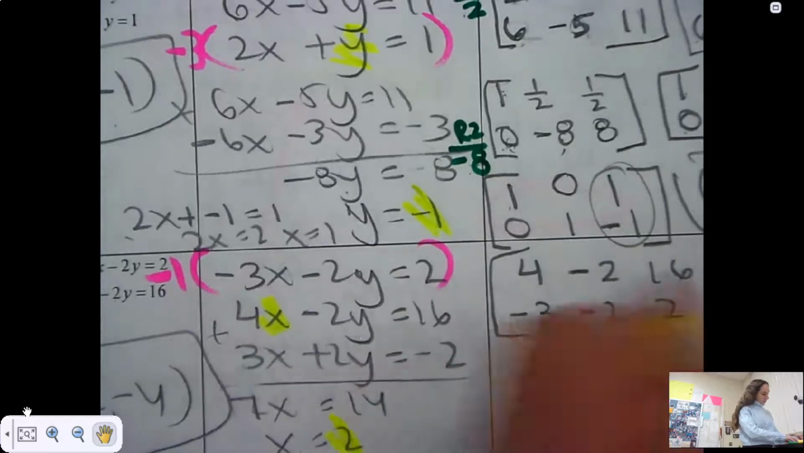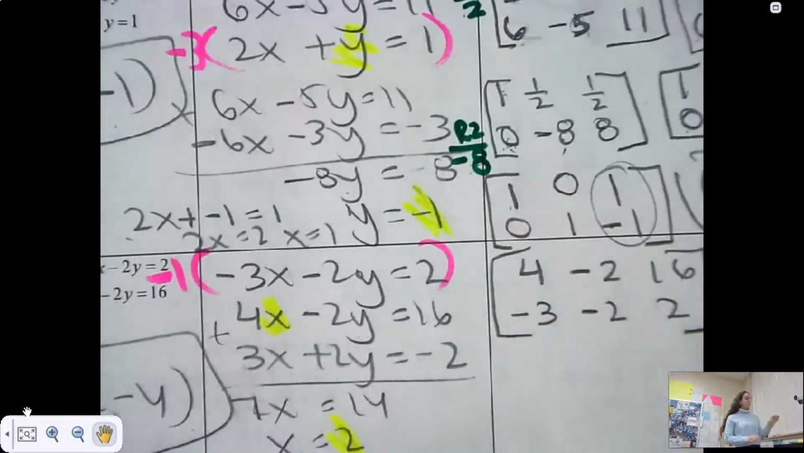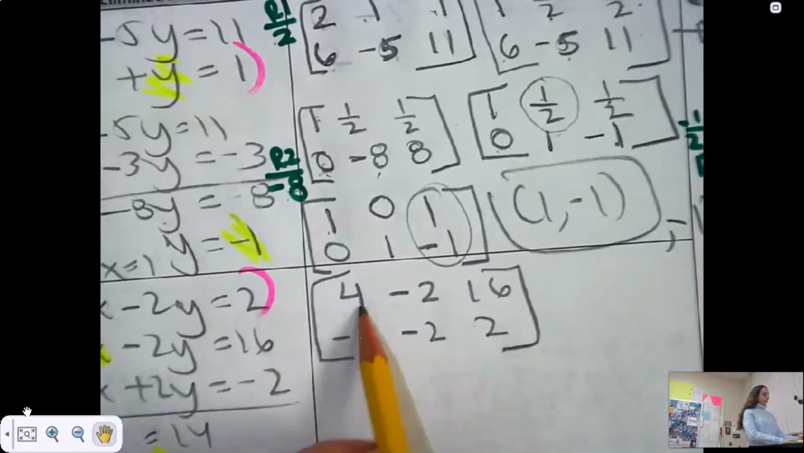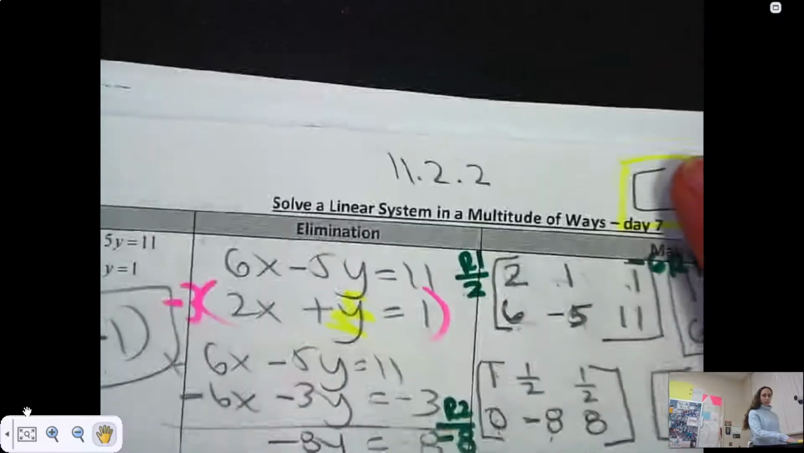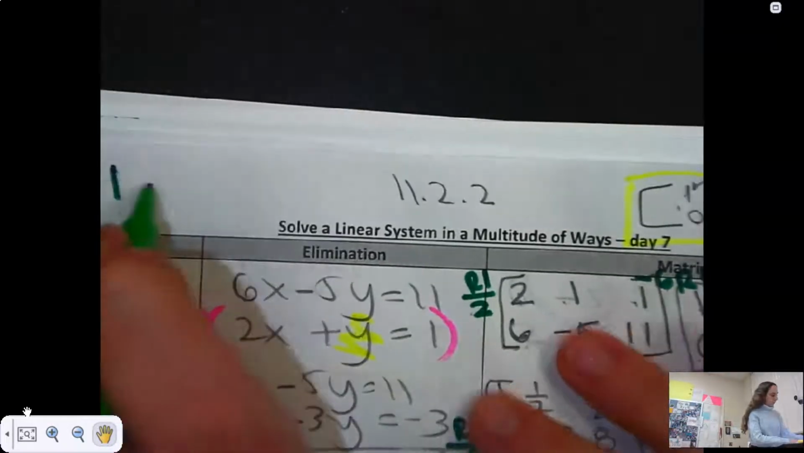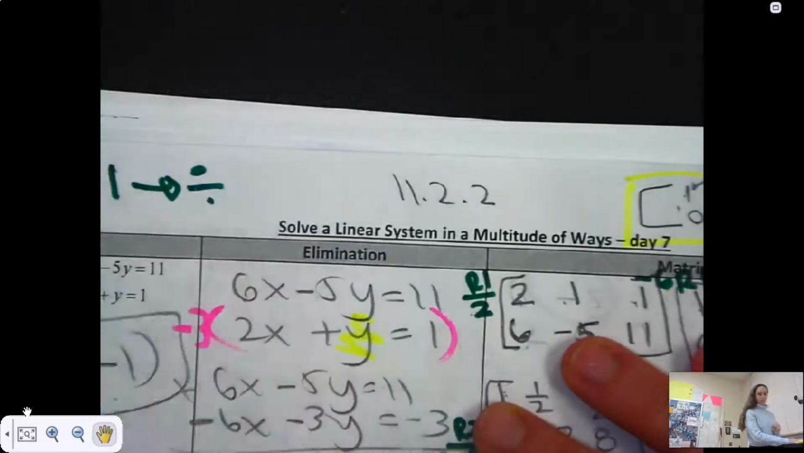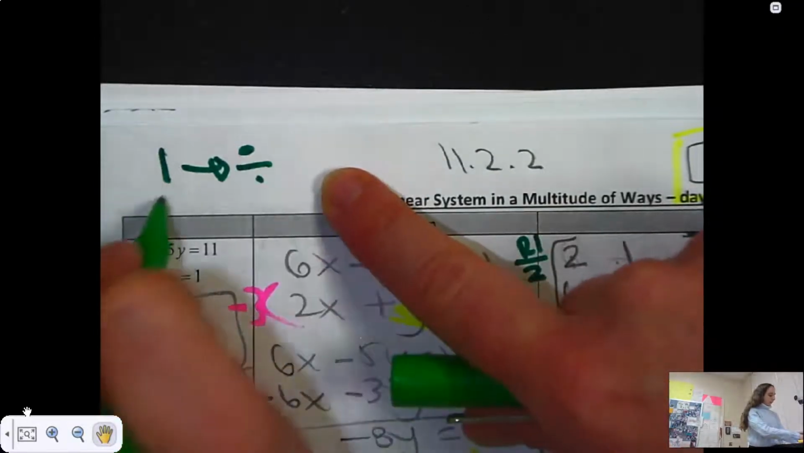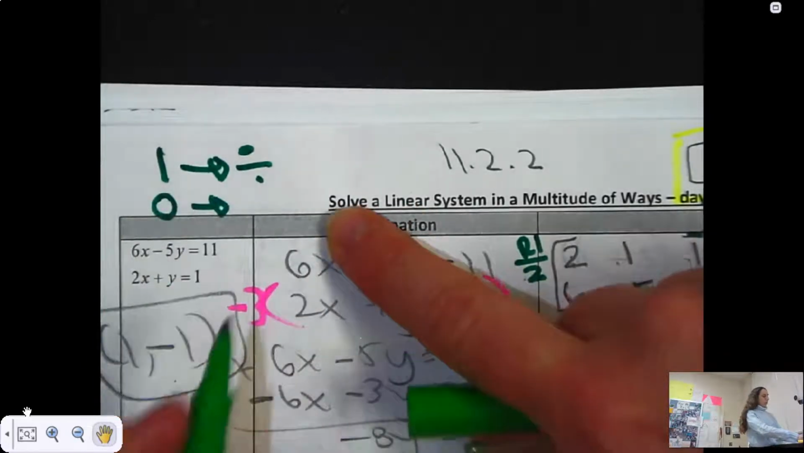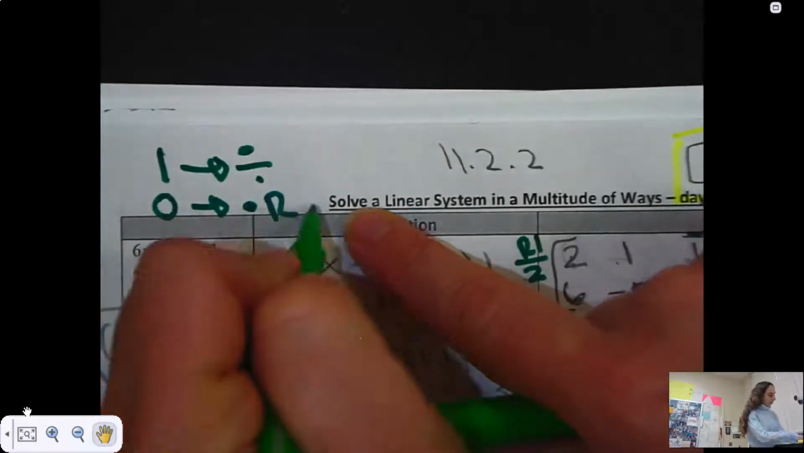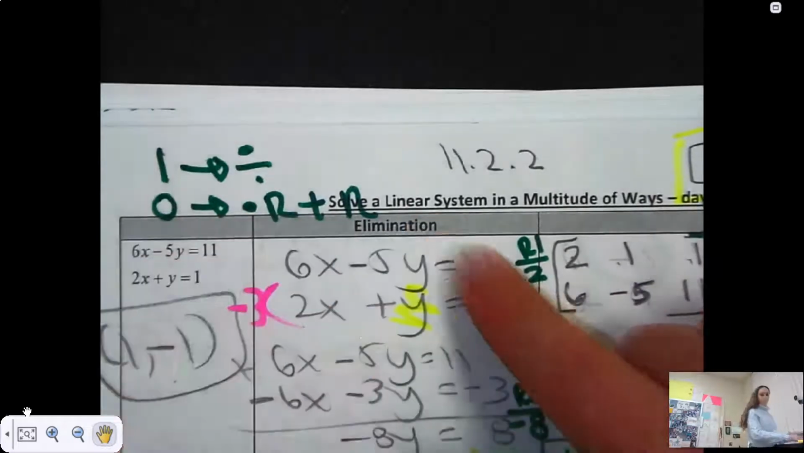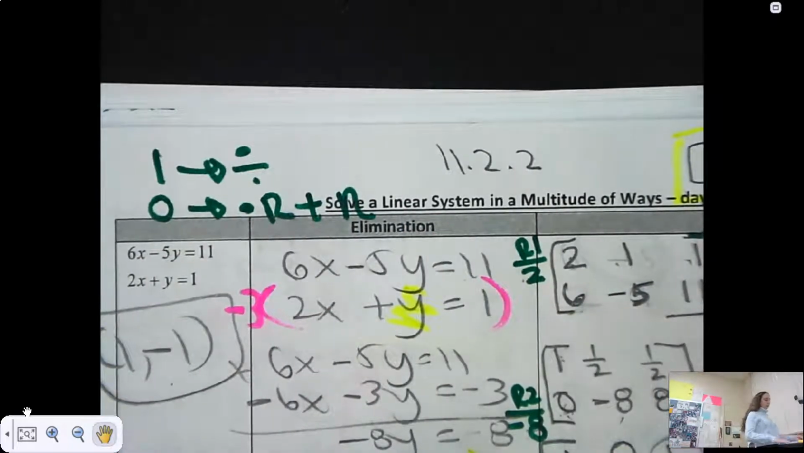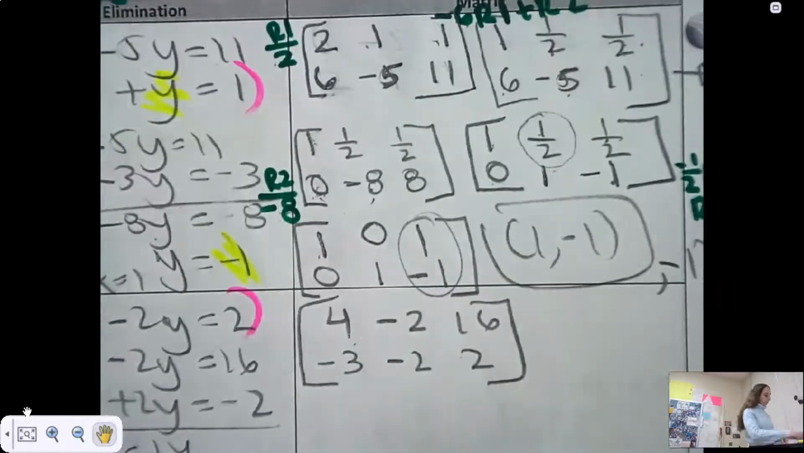Okay? So that's my original matrices. My goal is to make that a 1. So here's a little hint. When you're trying to get to 1, you're going to be dividing. If you're trying to get to a 0, you're going to multiply by a row and then add it to the other row. Okay? So I just go methodically. If you want to do it differently, that's great for you, but this is what works for me.